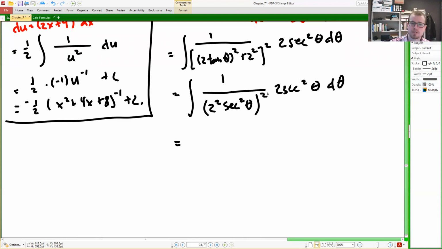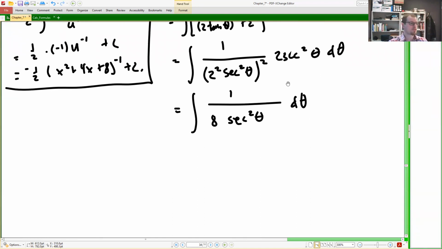Okay, so distributing here, this is going to give us 2 to the 4th power. But 2 to the 4th will cancel out with this 2, so we have just 2 cubed, which is 8. Secant squared squared is secant to the 4th. This cancels out with 2 of those secants, so it's just secant squared theta d theta.